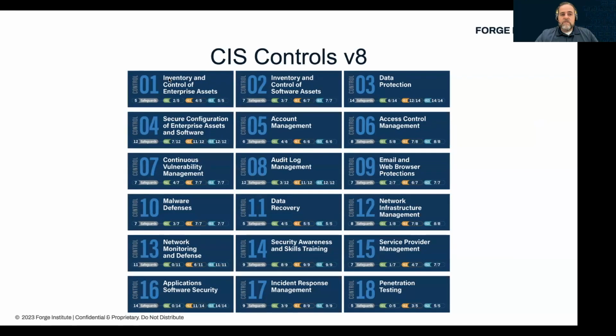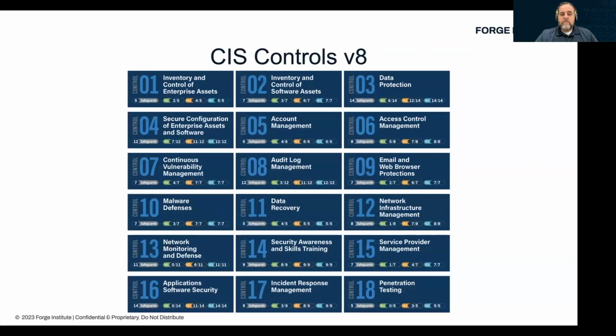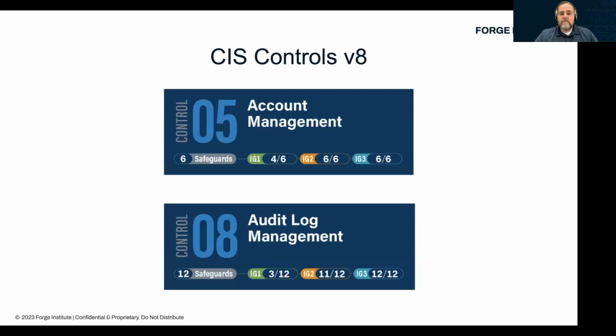Control 1 is inventory and control of enterprise assets. Control 2, inventory and control of software assets. So kind of the same thing. The control that we just looked at on the NIST Cybersecurity Framework side, identities and credentials are issued, managed, and so on and so forth, probably aligns better down here under Control 5, account management. And we can drill into that a little bit more.